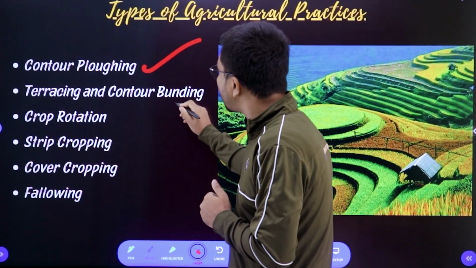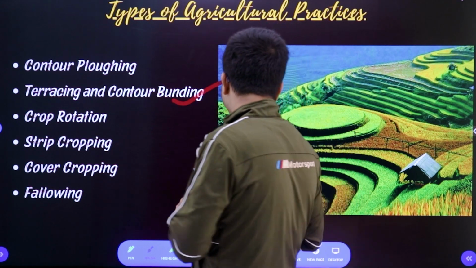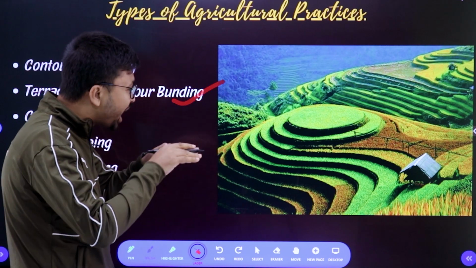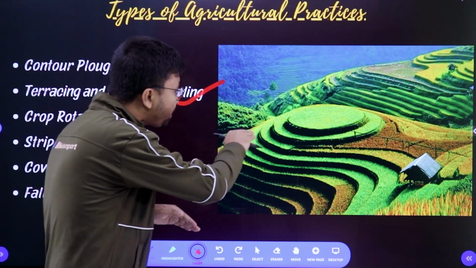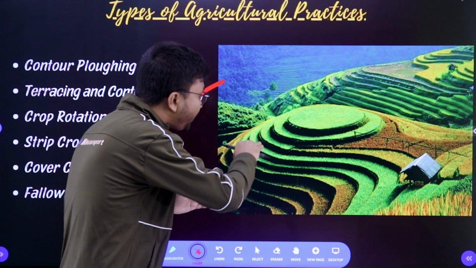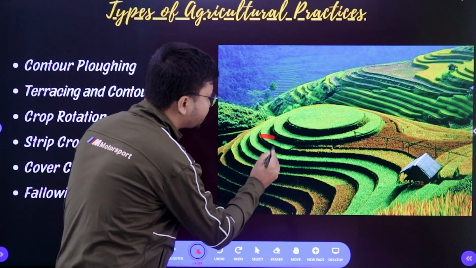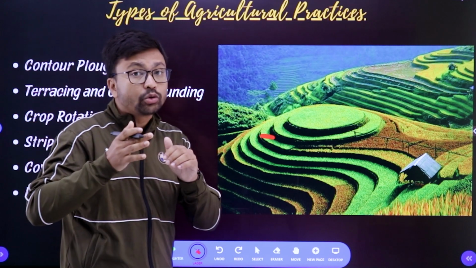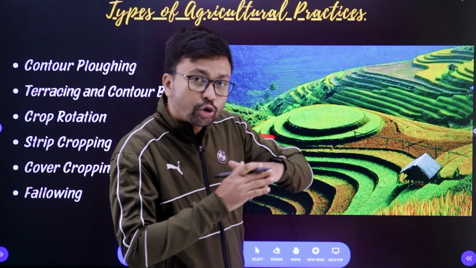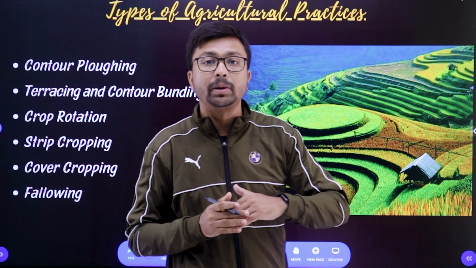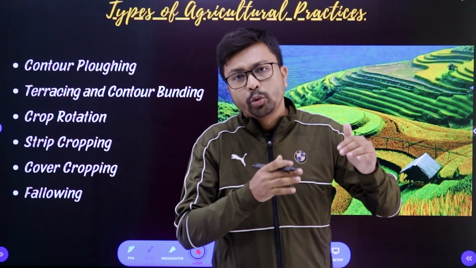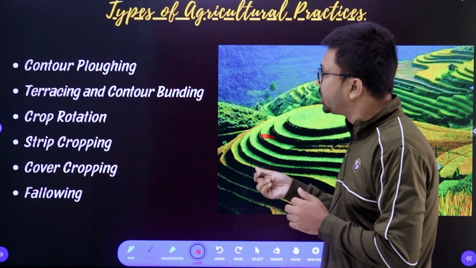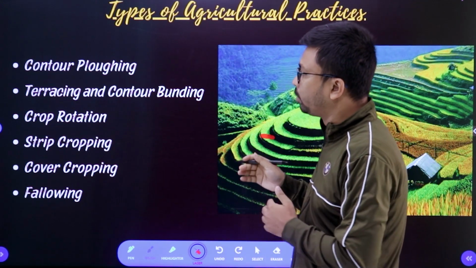Next one, terrace or contour banding. So here you can see, the land will be cut as per the contours, as per the height, and in different levels and different layers we can cultivate the crops. So that will also help to counter soil erosion, because if the slope is more, the soil erosion will be more, because the water will come down with force. So you can counter the soil erosion with the help of terrace farming or contour banding.